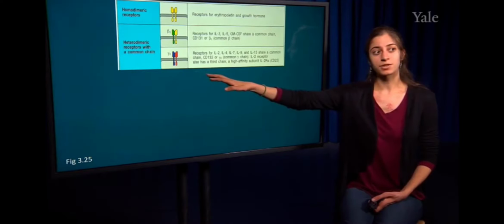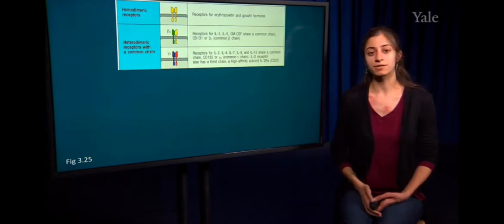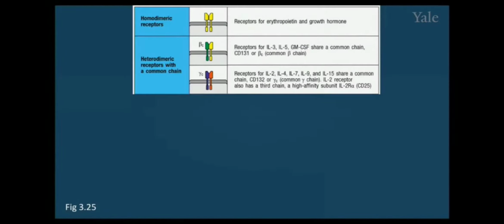Another type of receptor that you may have is a heterodimeric receptor that shares a common chain. This common chain means that many different types of receptors may contain one component of the overall receptor. IL-3, IL-5, and GM-CSF share a common chain, CD131, while the second component of the receptor is different between the 3 cytokines. Receptors for IL-2, IL-4, 7, 9, and 15 also share a common chain, CD132, while the second and sometimes third chain differs between the group of them.